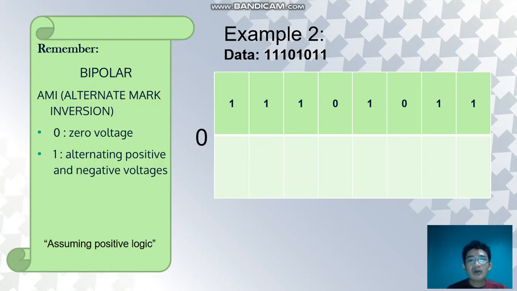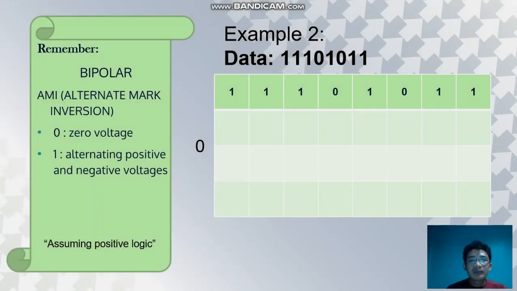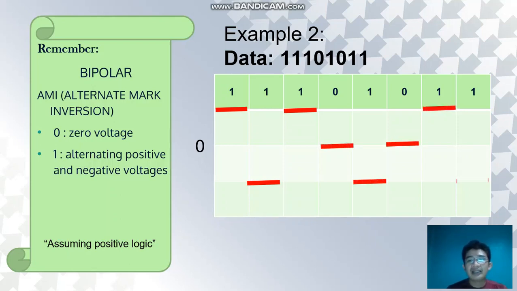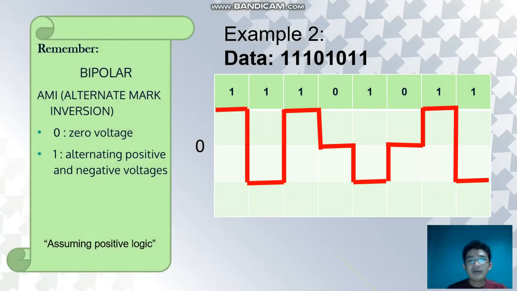Example number 2, 111011011: positive 1, negative 1, positive 1, 0, negative 1, 0, positive 1, and then negative 1. This is how it looks like. You can see this graph is encoded by the bipolar AMI.